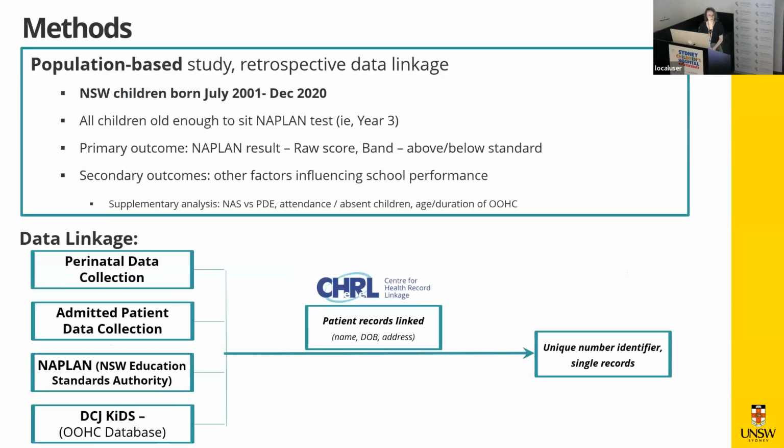Our study was a retrospective population-based cohort study of all children born in New South Wales from 2001 to 2020. Educational outcomes were assessed using NAPLAN data, which is a nationwide compulsory curriculum-based test. Data linkage was performed using a data linkage service, including perinatal data, the admitted patient data collection, the NAPLAN dataset, and the DCJ Kids dataset, amongst others. Results were de-identified and linked using a unique number identifier.